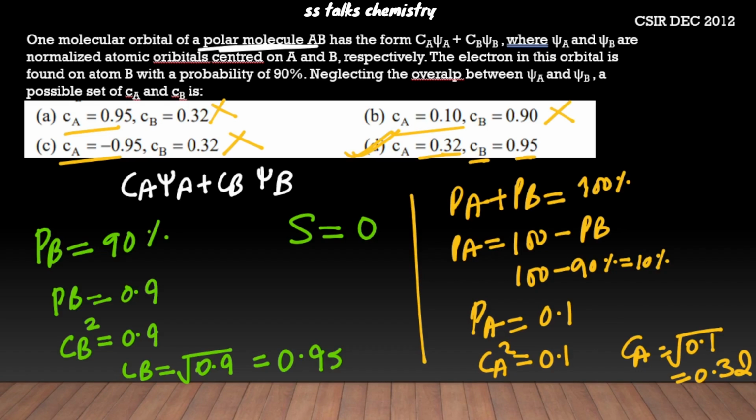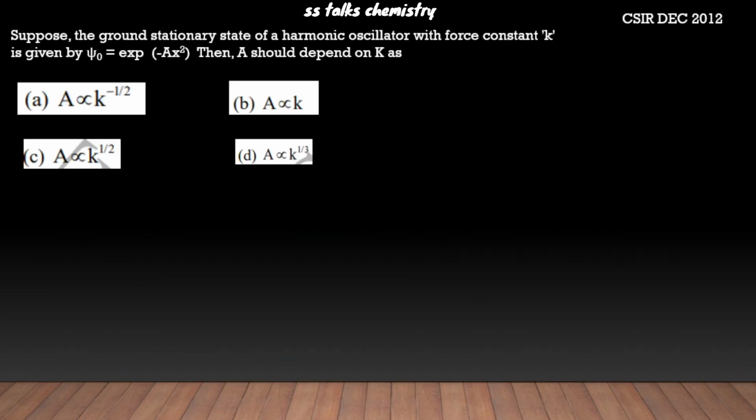Okay, next this question now. Again December 2012. It says suppose the ground stationary state of the harmonic oscillator with the force constant k is given, which is psi naught equal to exponential of minus a x square. Then the a value should depend upon k as. So the relationship between a and k we have to tell.